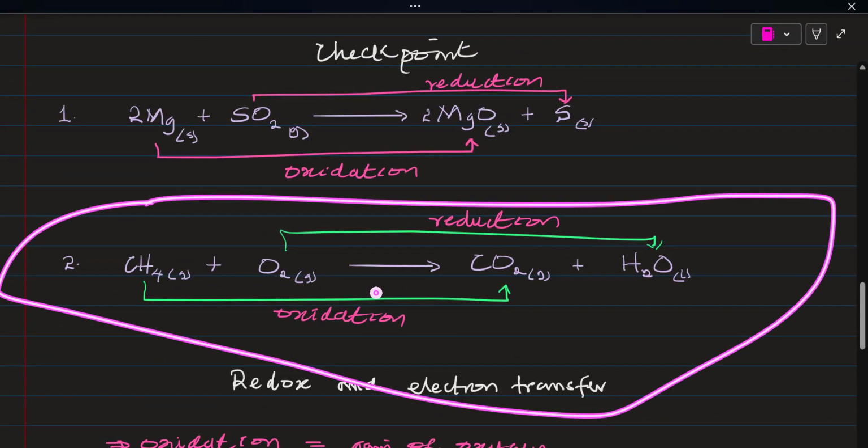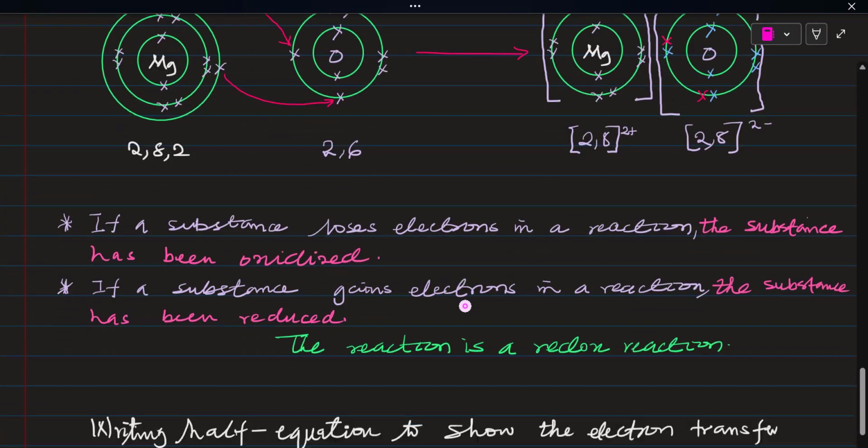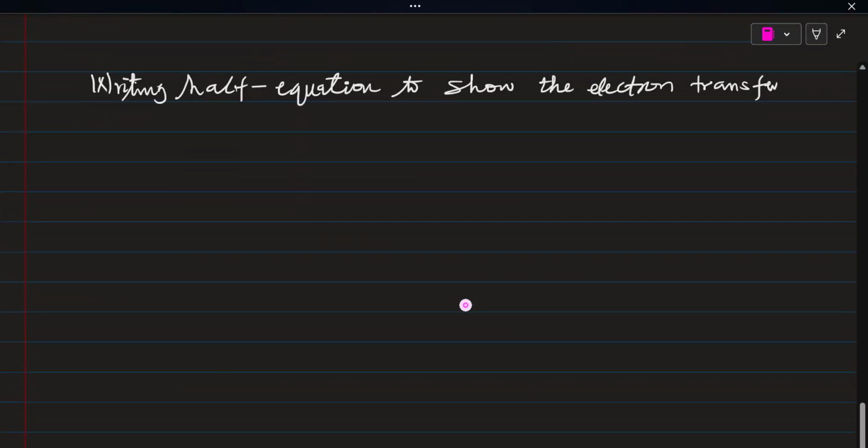It is not easy to show the transfer of electrons in a redox reaction using the arrow that we use here. So instead, we can use what we call half equations to show the electron transfer in the redox reaction. Half equation means one half of the equation shows electron loss and the other half will show electron gain.